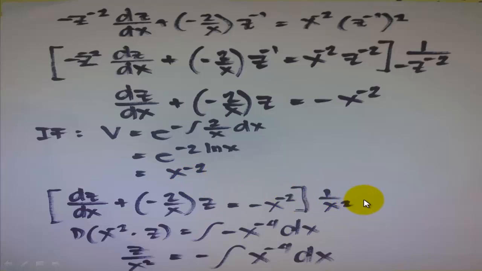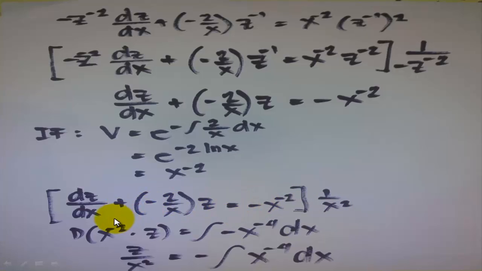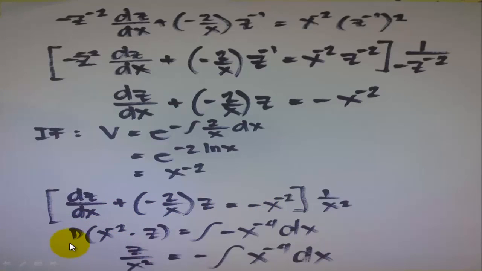Now, multiplying the integrating factor to the whole equation, you'll get the derivative of your integrating factor times your dependent variable, which is z. This will always be considered your dependent variable. So here in this case, since we let y = z, you have z times the integrating factor equal to the integral of the right side, negative x to the negative 4 dx.